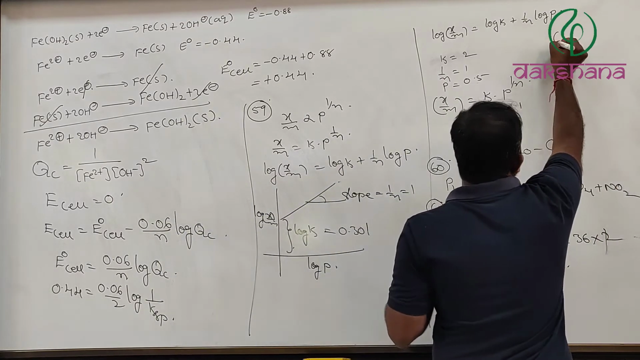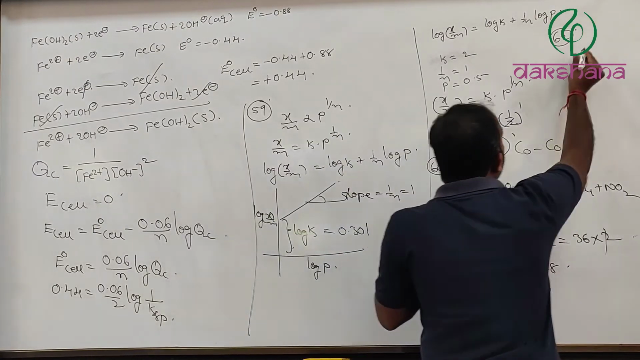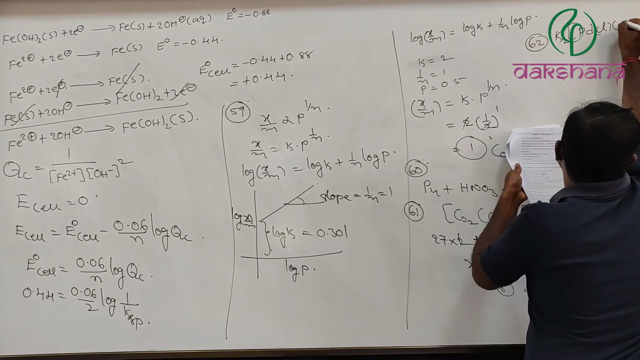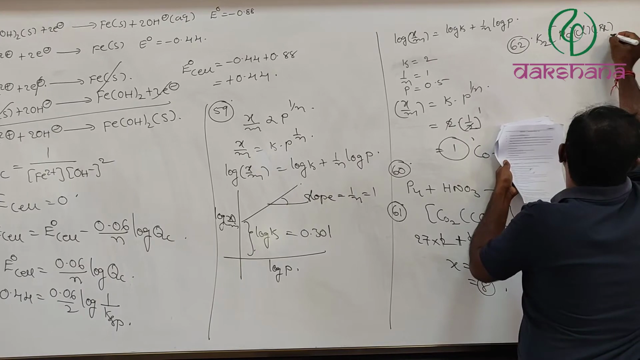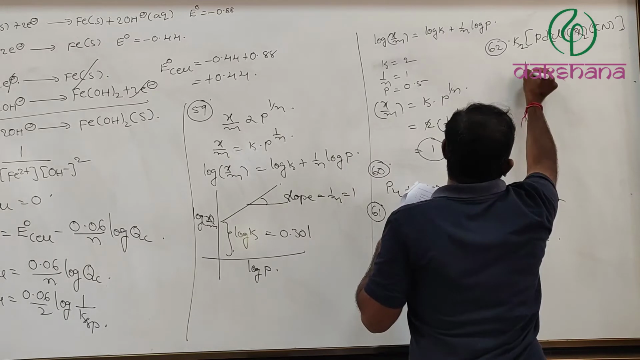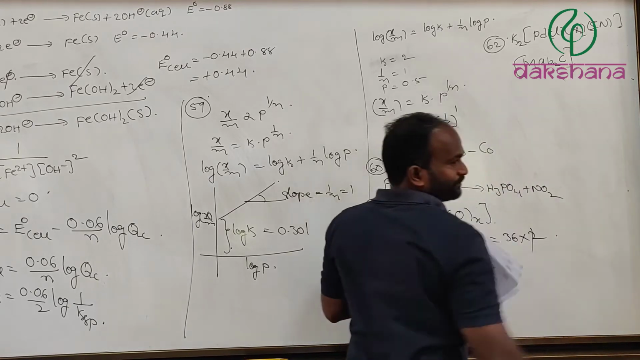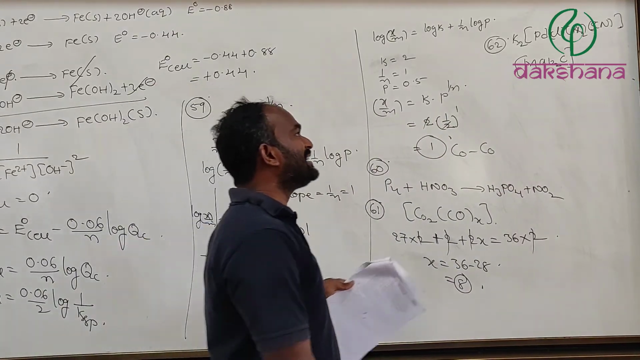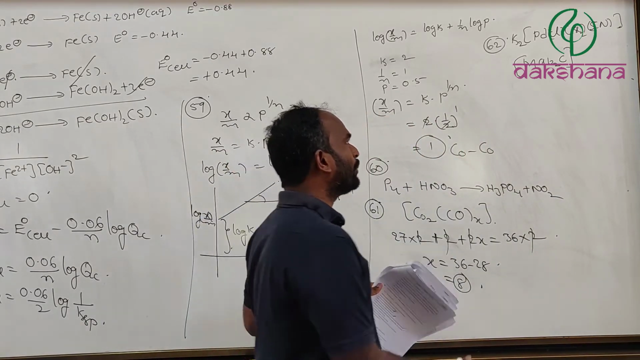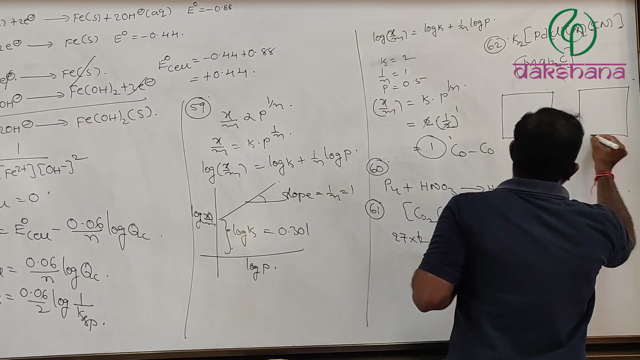Next, when we move to question number 62, the given complex is K2 Pd Cl Br2 and SCN. This is of type M A B2 C type. MAB2C type, definitely it is going to exhibit geometrical isomerism, no doubt about it. But here the only thing we have to do is just draw these structures and we will see.